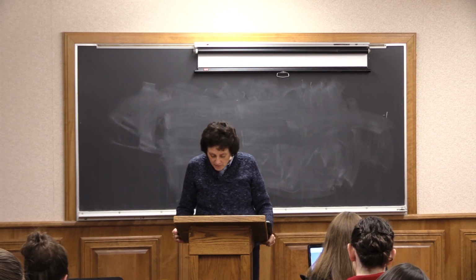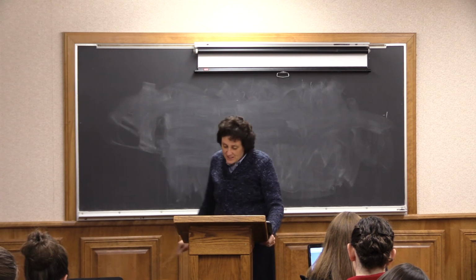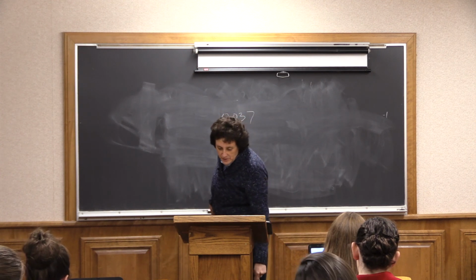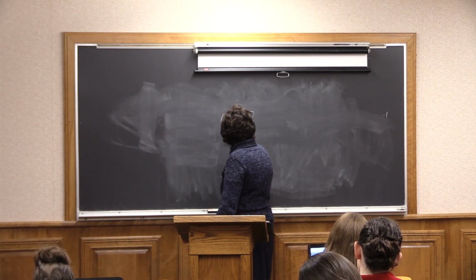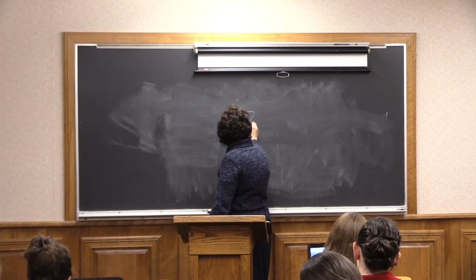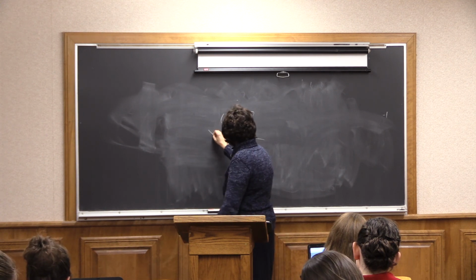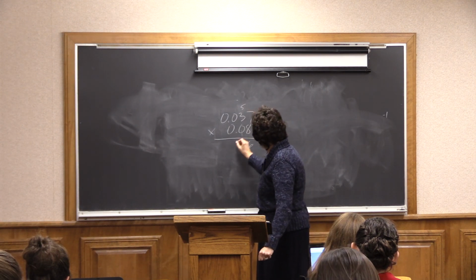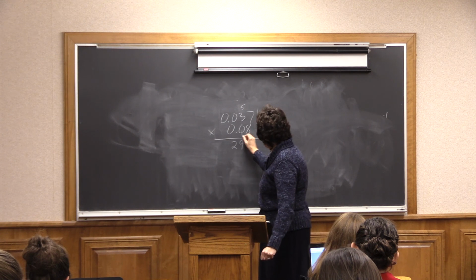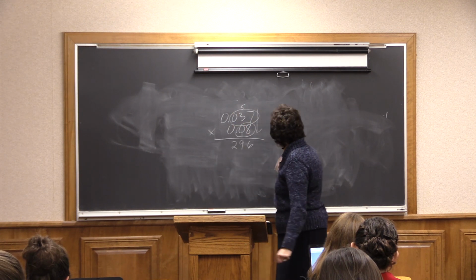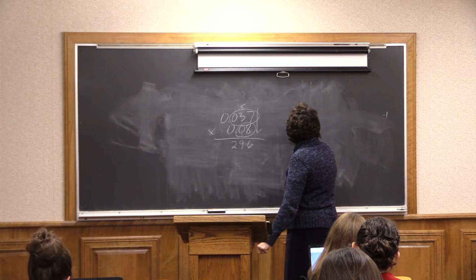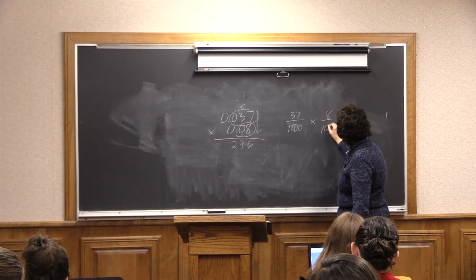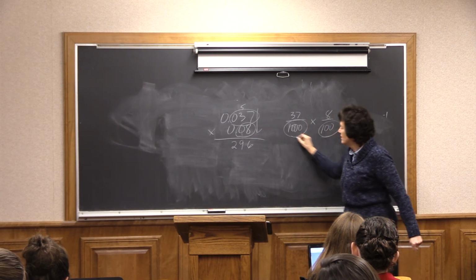But then we always have to cover all of our bases. You can see the textbook has this problem: 37 thousandths times 8 hundredths. Okay, so I do my right justification. This gives me 56. 24 and 5 is 29. But this is 37 thousandths times 8 hundredths. Can we ignore the denominator?